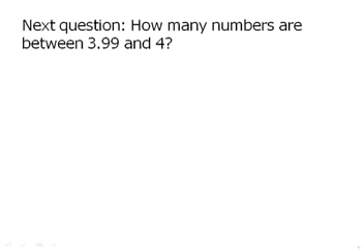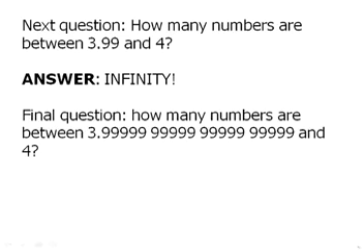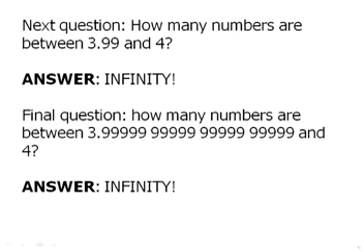Second question, how many numbers are between 3.99 and 4? Well, again, the answer is infinity. And then the next question, now we're getting a bit ridiculous here, how many numbers are between 3 and a whole bunch of 9s after it? Looks like there are 20 9s after it. Between that number and 4. How many decimals are in that tiny infinitesimal little gap? Well, turns out there's still infinity.